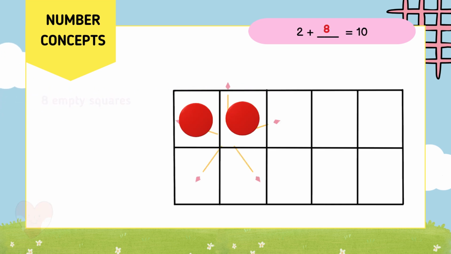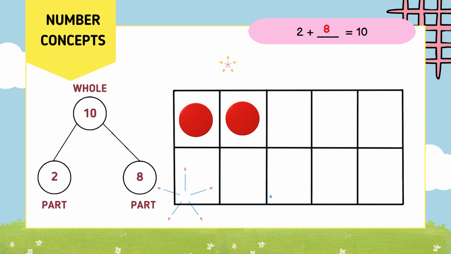We can also represent this using the part-whole cherry model. We have 10 as the whole, and the parts are 2 and 8. If you're curious about the part-whole cherry model, check out our video explaining it in detail. The link for this video is in the description below.